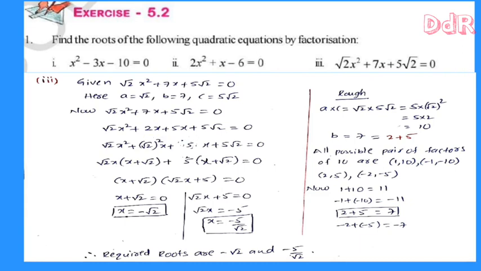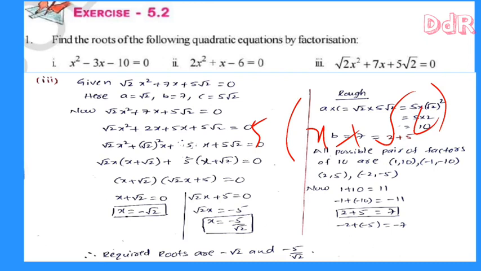So here observe carefully, from the first two terms what is common? Yes, x is common. If you take x common, root 2 x plus 2. So this is the answer, x bracket of root 2 x plus 2. Next, from the last two terms, 5x plus 5 root 2, 5 is common. So 5 bracket of x plus root 2.